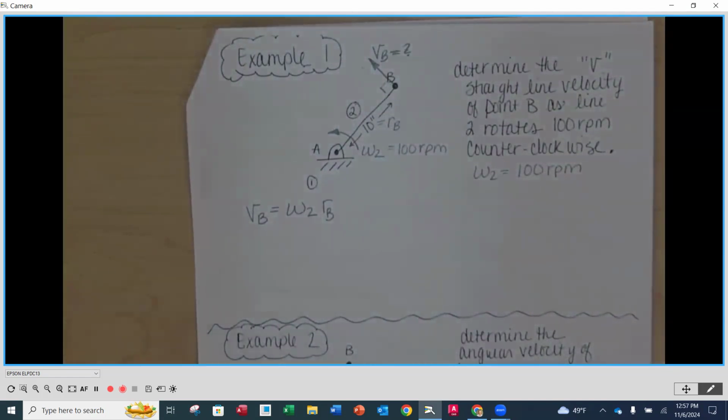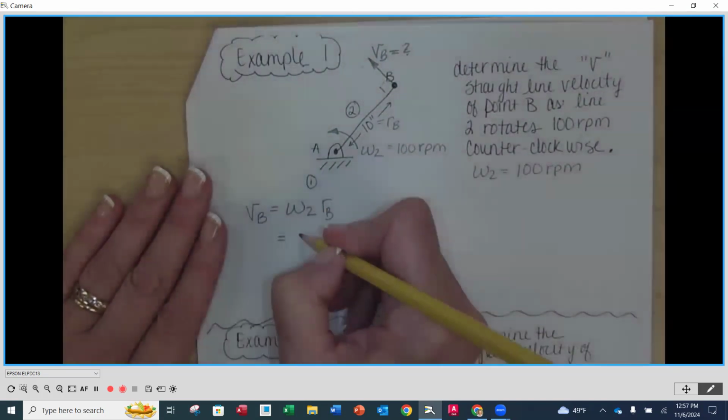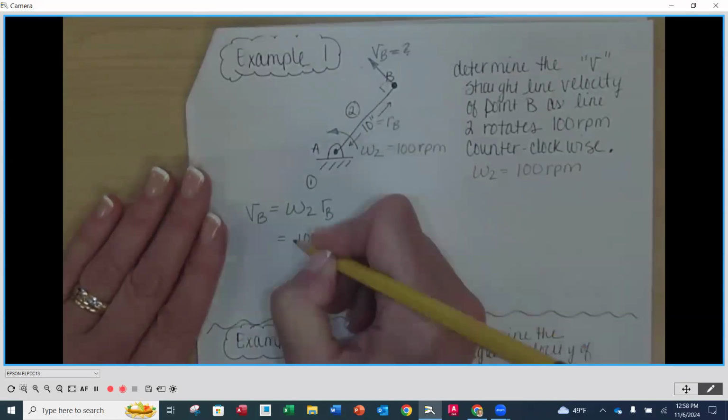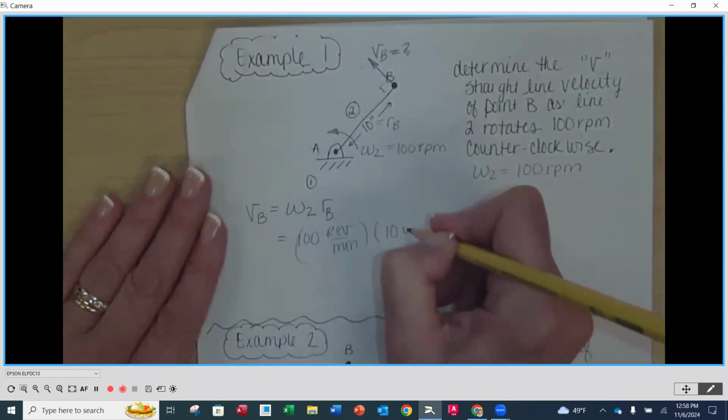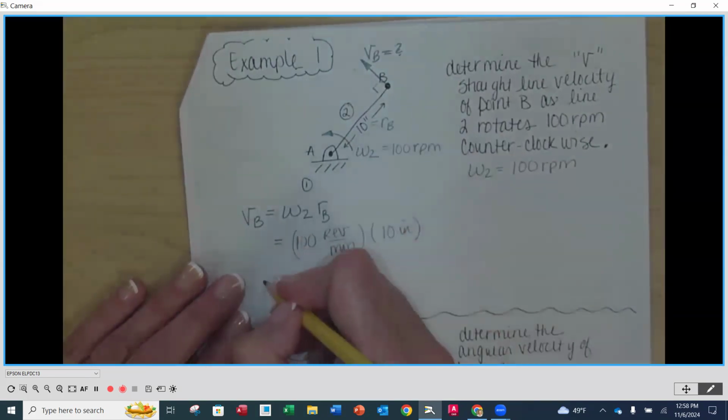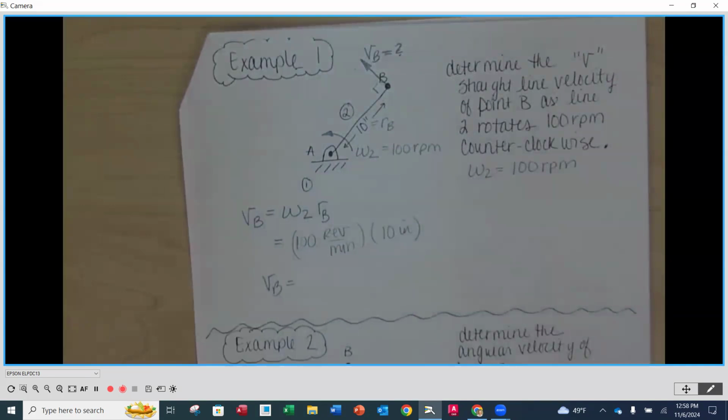So now we can put our values in here. Okay. So I'm going to say V sub B is equal to 100 revolutions per minute times 10 inches. Okay. So what do we get for V sub B? A 1,000, right?